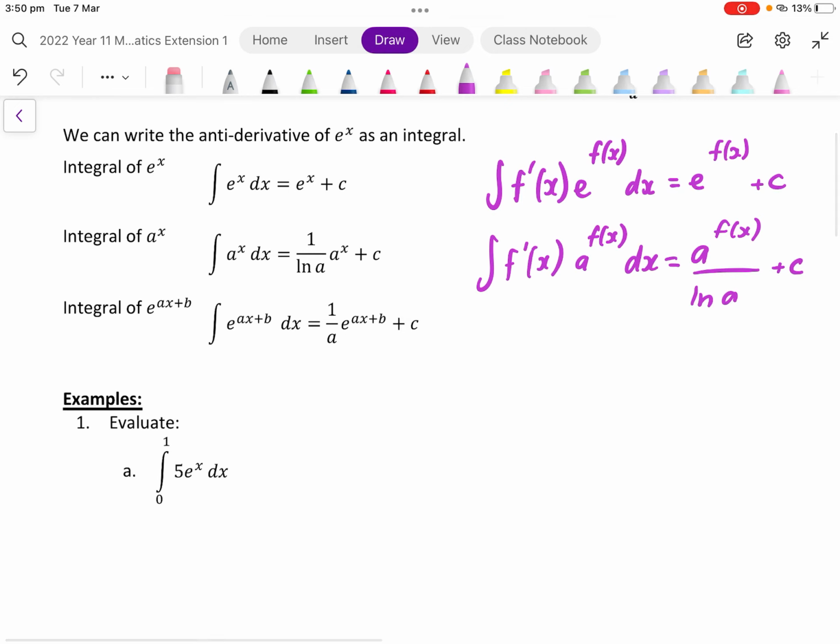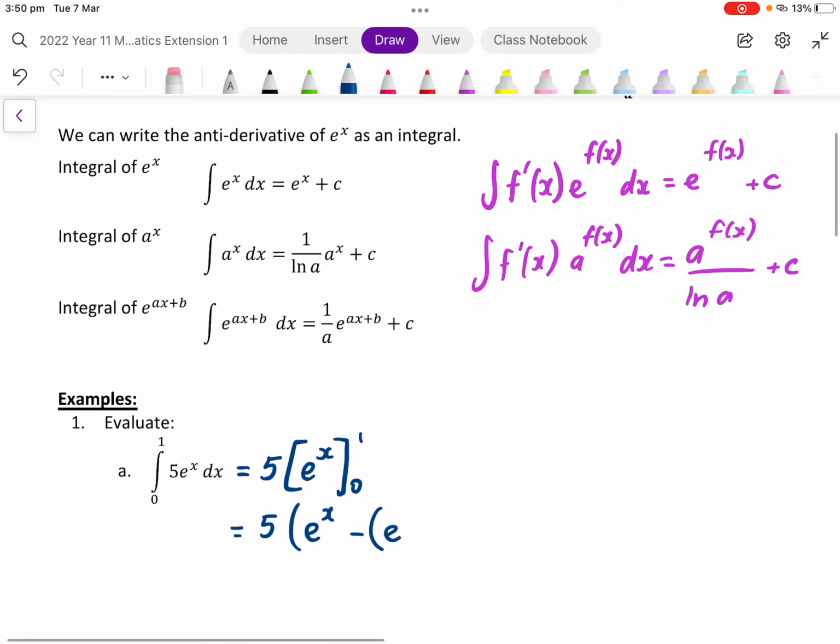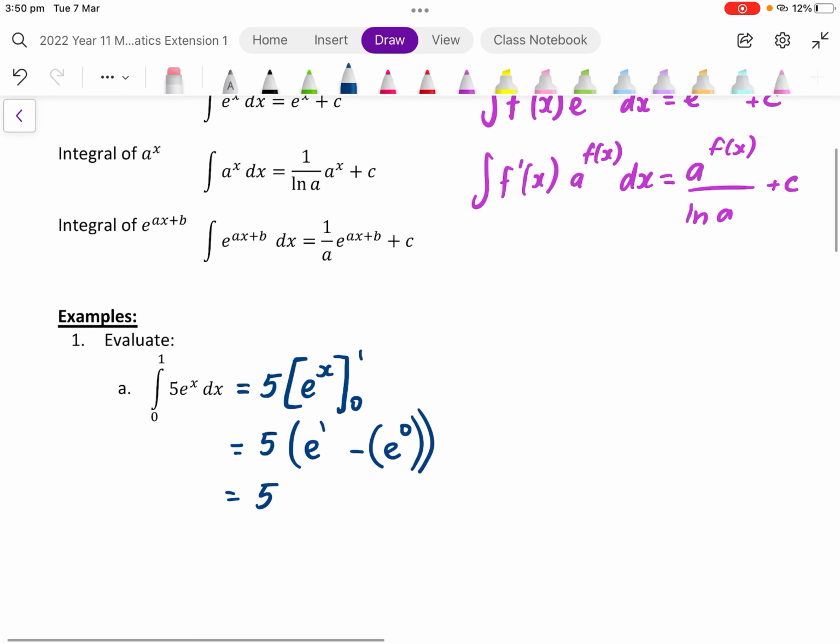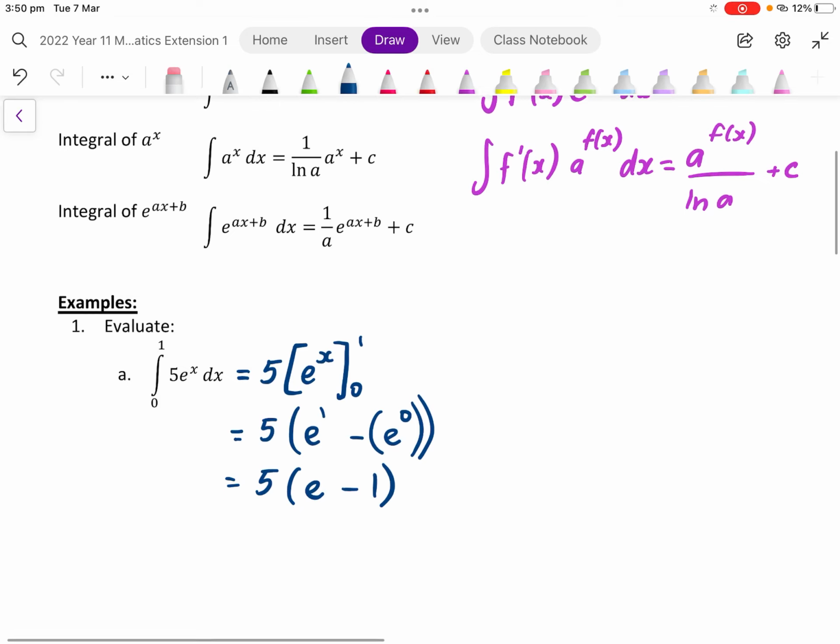Okay, our first one here, we want to evaluate the integral from 0 to 1 of 5e to the x dx. So what this is equal to is we just leave our 5 out the front and we integrate e to the x. So the integral of e to the x is e to the x, the same as when we differentiate, and we want to substitute in our values of 1 and 0. So we'll have 5 lots of e to the x, which is e to the 1, minus e to the 0. So we have 5 lots of e to the 1 is just e, minus e to the 0 is 1.